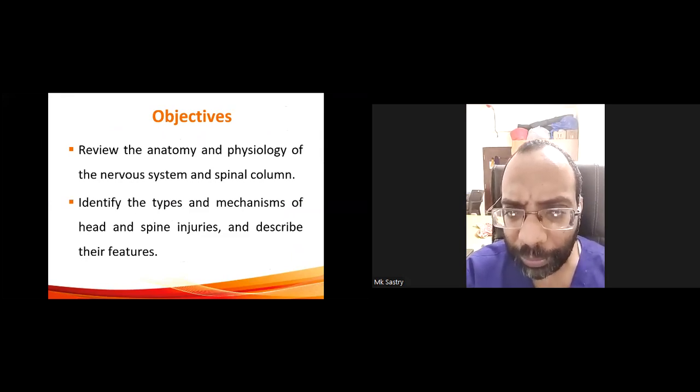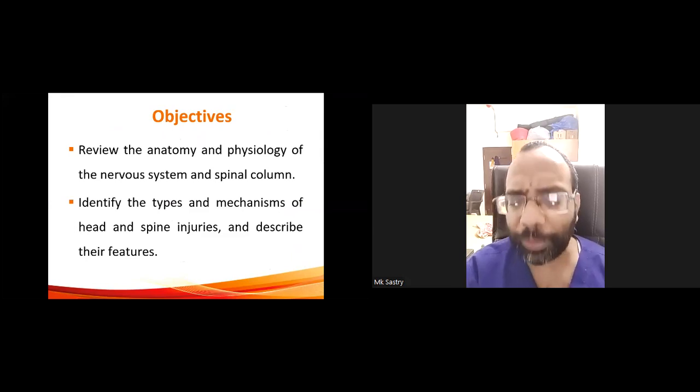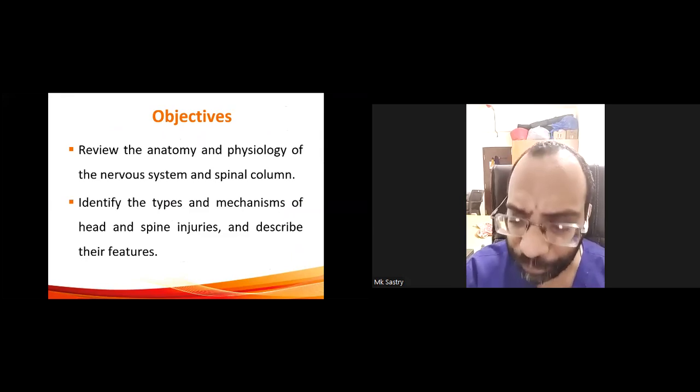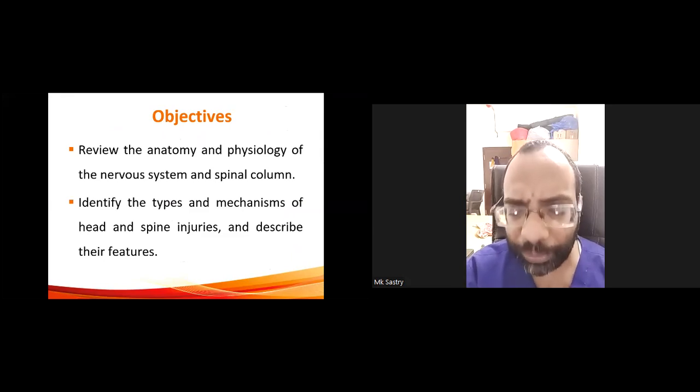So we review the anatomy, physiology, and nervous system of the spinal column, and we will identify the mechanism of head and spine injuries and describe their features. This will be the main objective. First, we'll identify the anatomy, and then we'll describe the features of the injuries of the patient. What are the different injuries? First, the overview has already been taught to you, so it will be very easy for you to understand. Now, what kind of injuries happen inside the brain and the spine? That we will learn. Clear?